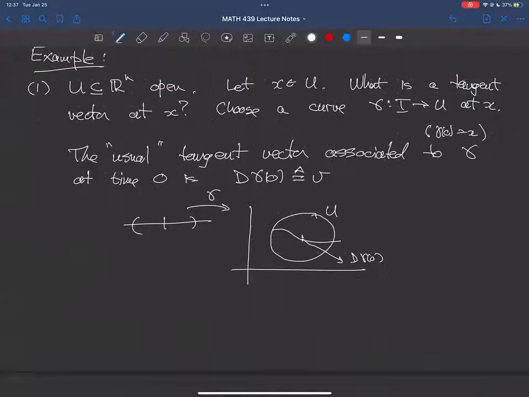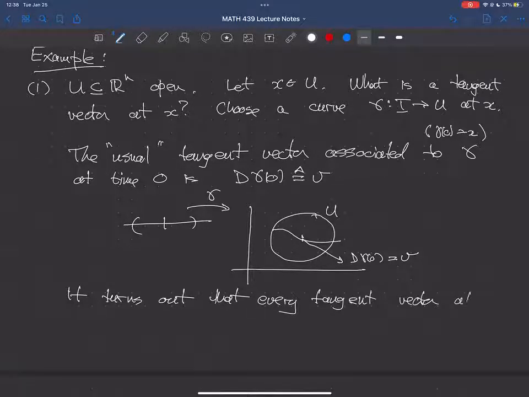But a tangent vector isn't one of those. A tangent vector is an equivalence class of curves. So it turns out that every tangent vector at x, and this is the thing we're calling v, has an obvious representative in its equivalence class.